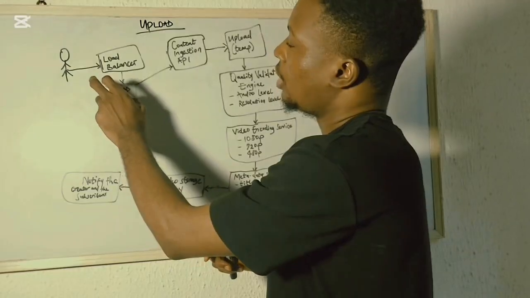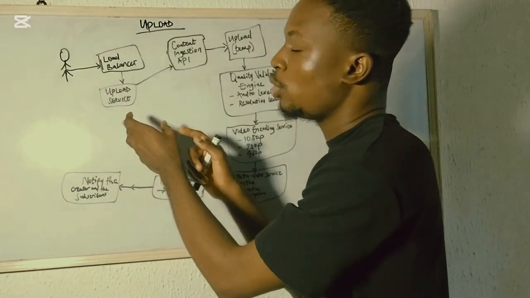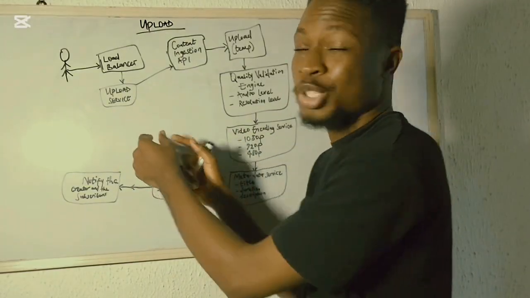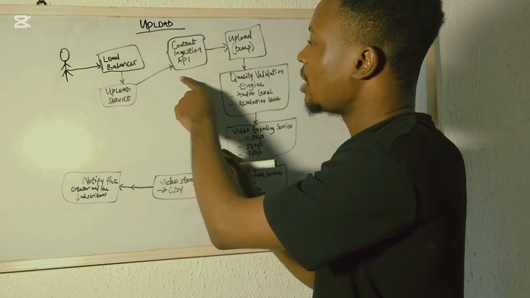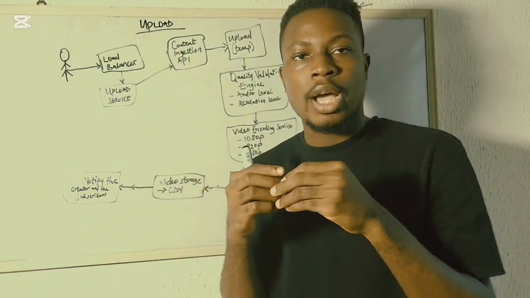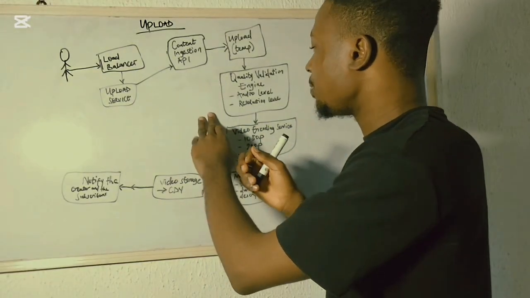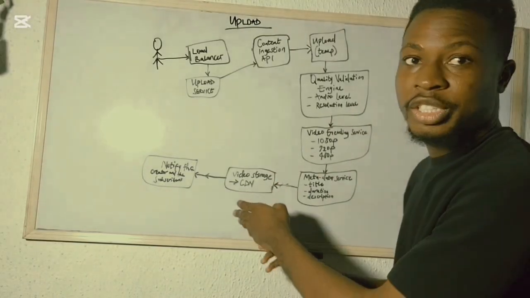Our request hits our load balancer first. Our load balancer figures out the appropriate upload service that it should send the request to. After that, our upload service sends the request to our content ingestion API. Our content ingestion API takes the video and holds it temporarily to check all of these criteria, if it matches them.